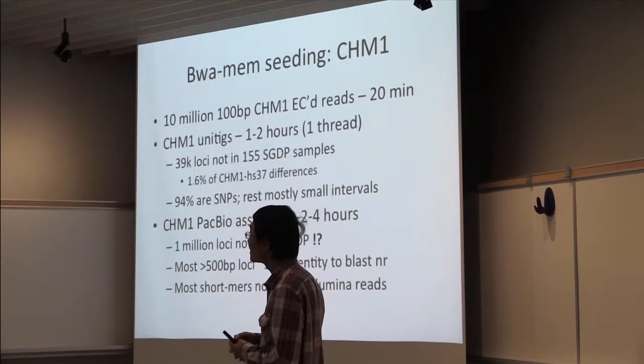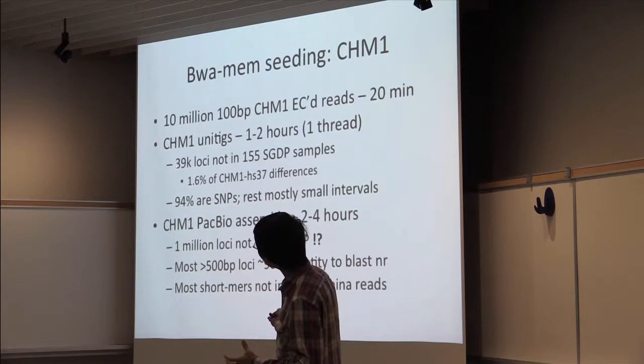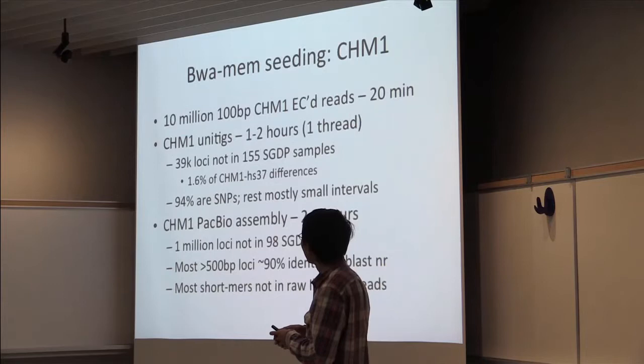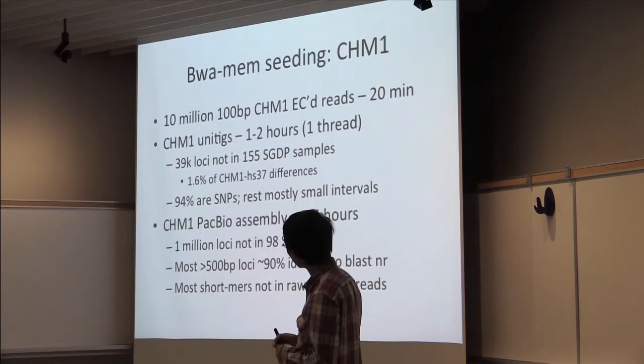After the mapping, you will see about 40 loci that are not found in samples. When mapping, you can see which allele is not found in any one of these 250 samples. The parallel assembly took longer because the contig is longer and it's more diverse.